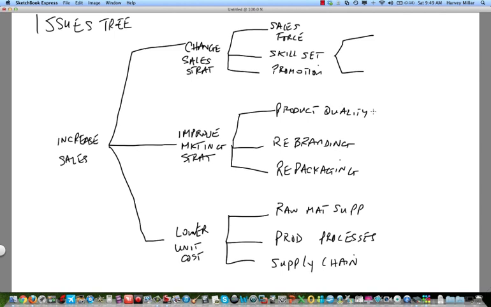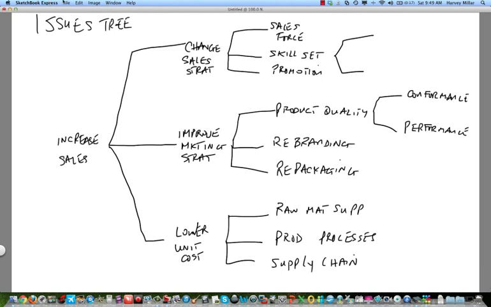In terms of product quality, we could look at conformance versus performance. When we say conformance versus performance, we're talking about conformance to specs versus performance as it's perceived by the person who's actually purchasing the product. So that's just an example of an issues tree.